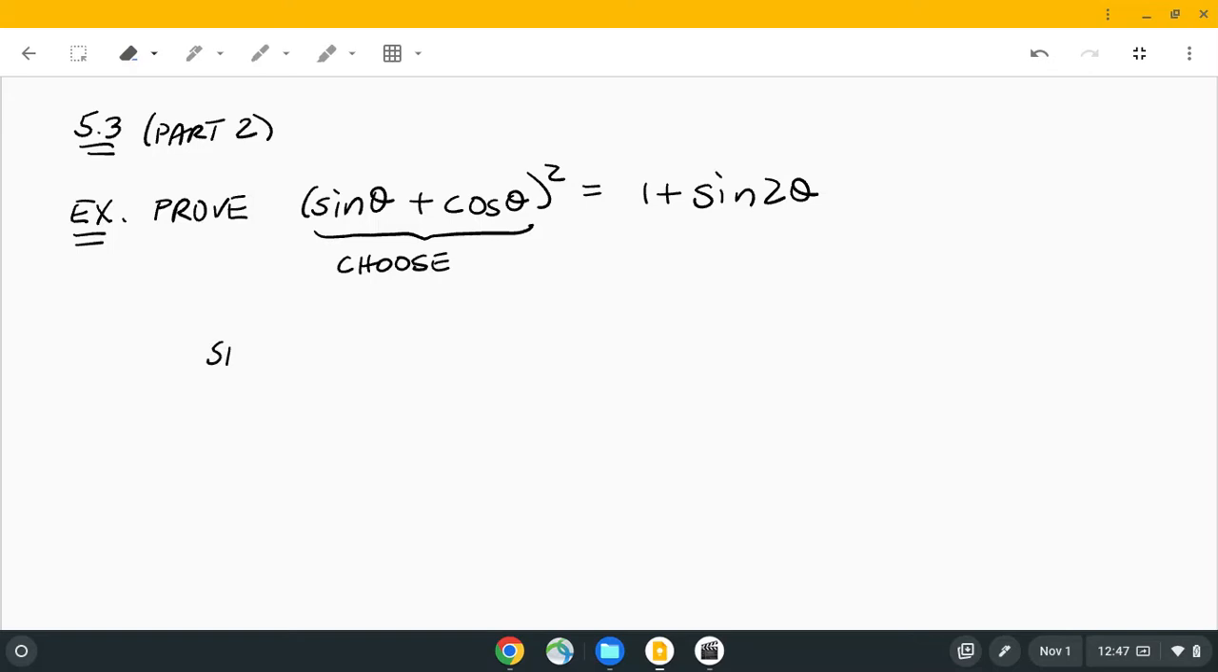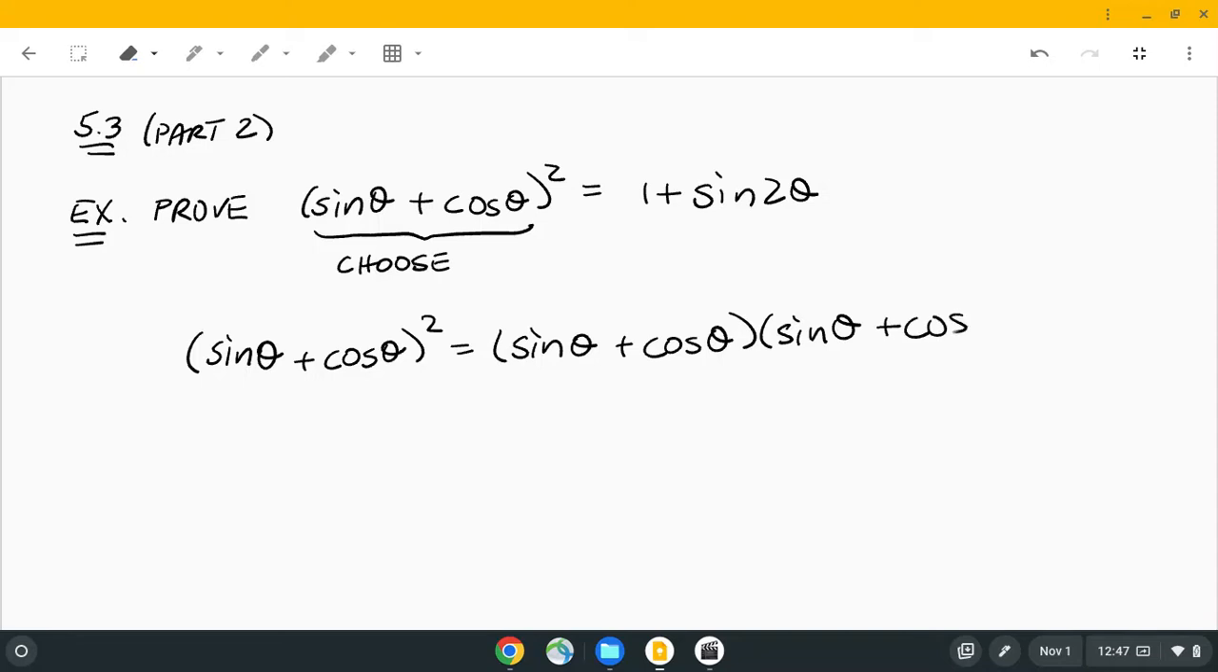All right, so I'm going to use this one. So sine theta plus cosine theta squared. So I'm going to do this the quick way. If you don't remember how to multiply this out in your heads, just remember that sine plus cosine squared is just sine plus cosine times itself. Okay? All right, so I'm going to do it in my head. So I get sine squared theta plus 2 sine theta cosine theta plus cosine squared theta.